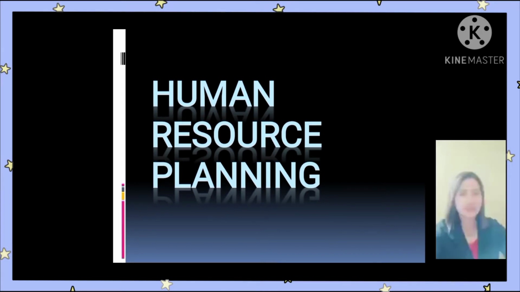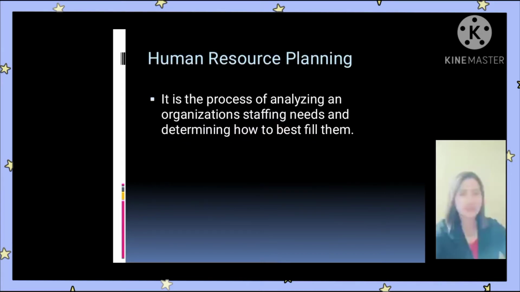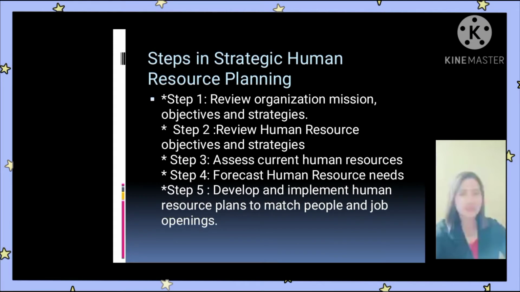Planning. Human resource planning is the process of analyzing an organization's staffing needs and determining how to best fill them. There are steps in strategic human resource planning. Step 1, review organization mission, objectives, and strategies. Step 2, review human resource objectives and strategies. Step 3, assess current human resources.